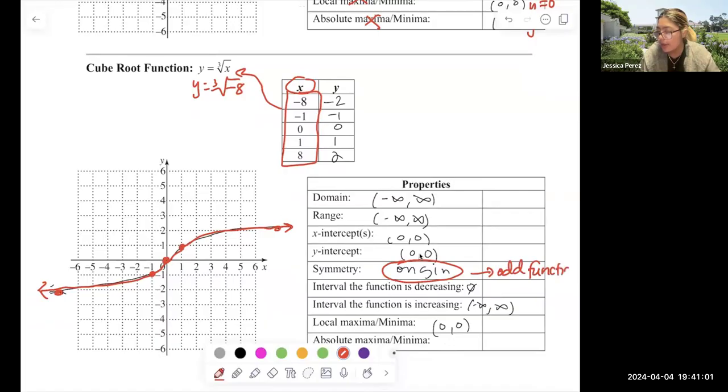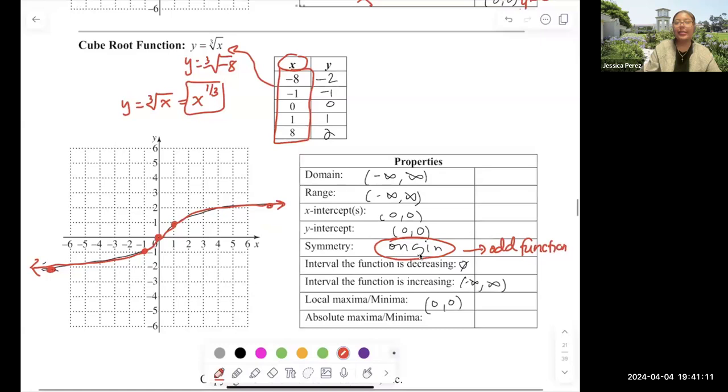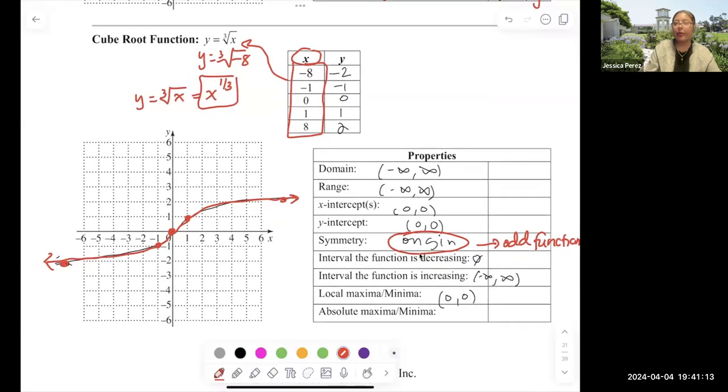How do I know this is an odd function? Y equal the cube root of x is the same as x to the 1/3. This is an odd function. Where is it decreasing? Is it ever going down? No, because you're starting from left to right. This looks as if this was steady, but no, it's actually always increasing. It's always increasing from negative infinity to positive infinity. And then there's a local minimum point right here at 0, 0.